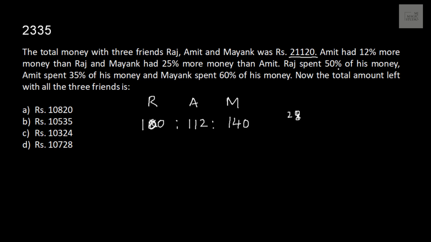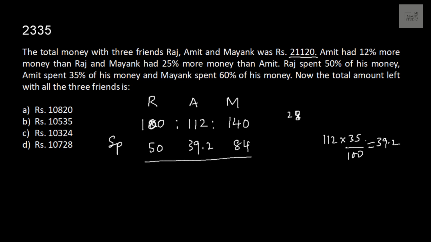Now Raj spent 50% of his money. Raj spent 50%, that is half of this, 50. Amit spent 35% of his money. 112 into 35% is what we need to calculate. That will be equal to 39.2. Yes, 39.2. And Mayank spent 60% of his money. 6 into 14 is 84. He spent 84.